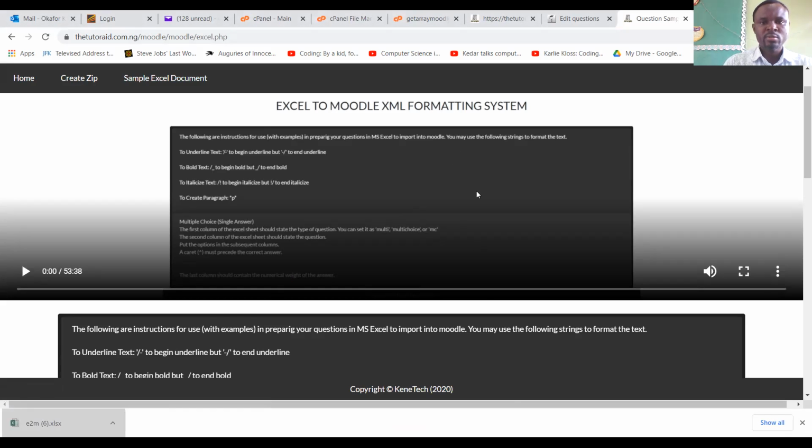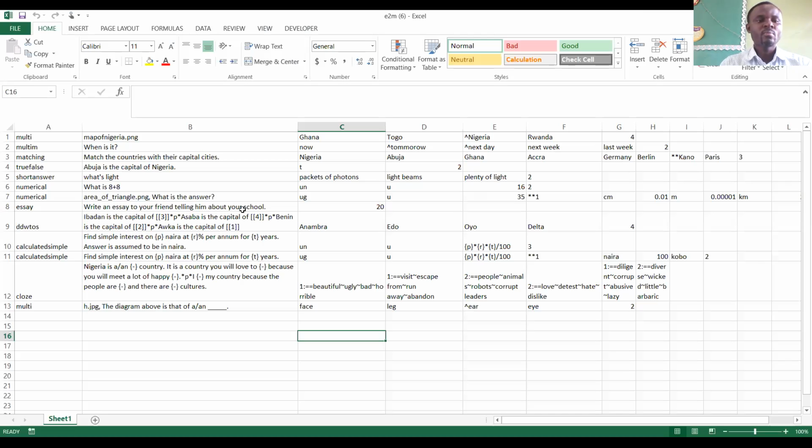I'll share that with us now. All right, so here we have a sample Excel sheet. Remember that multiple choice type of question on Moodle could have a single answer or multiple correct answers. So we'll begin with single answer type of question, okay?